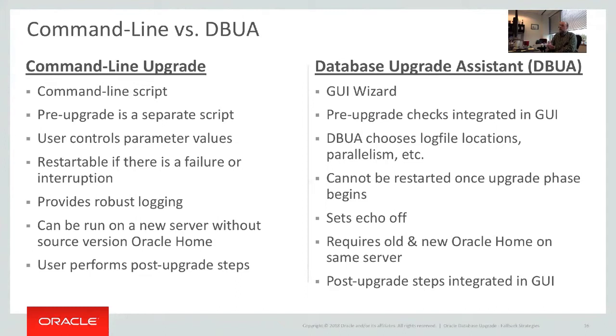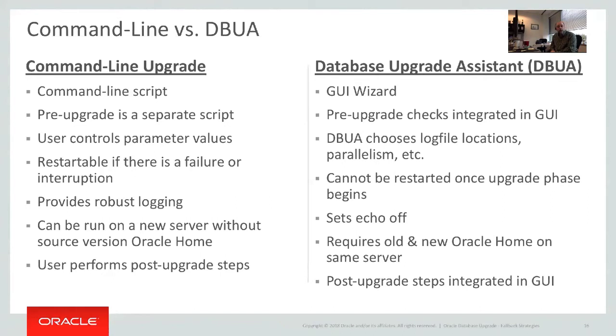The logging on the command line upgrade is much more robust than DBUA because for whatever reason, the database upgrade assistant sets echo off in your log files. That means in DBUA logs, you will often find things like statement processed, statement processed, statement processed without telling you what the statement was. So that makes it more difficult to diagnose issues when you're running DBUA. So I think that pretty much covers the comparison between command line and database upgrade assistant.